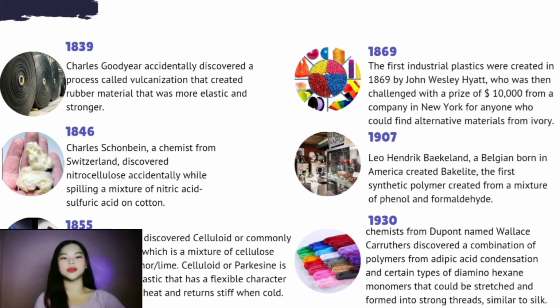So now, let's proceed to 1930, where a DuPont chemist named Wallace Carothers discovered a combination of polymers from adipic acid condensation and certain types of diaminohexane monomers that could be stretched and formed into strong threads similar to silk. The best example of it is nylon, because when we touch nylon, we feel that it is somewhat slippery, like silk, and it is not easily damaged because it has stretch and form materials as threads.